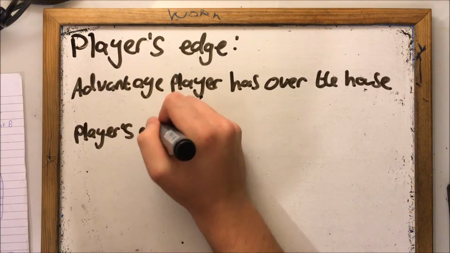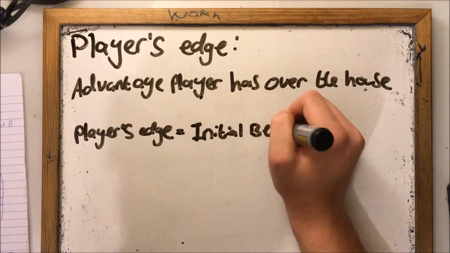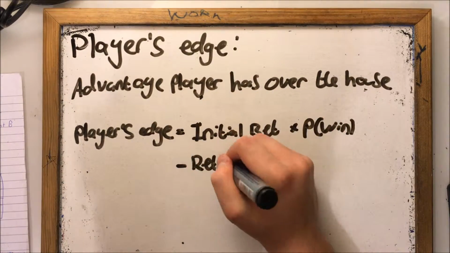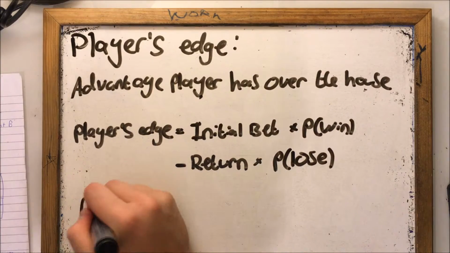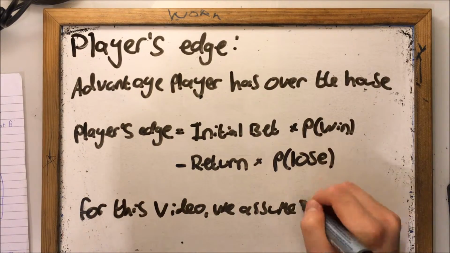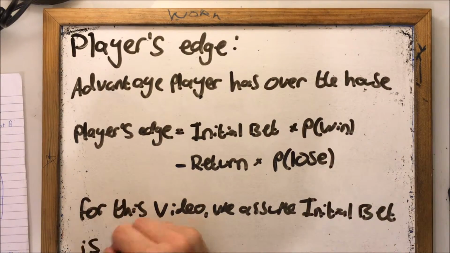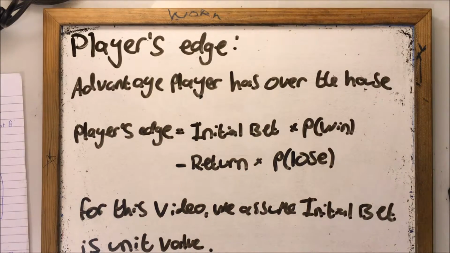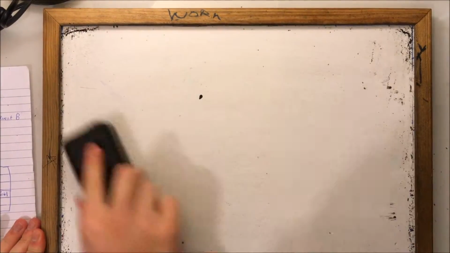This is the actual advantage the player has over the house, although it's usually negative and a disadvantage. It's worked out with the following formula, and throughout the video we're going to be assuming that the bet is unit, i.e. if the odds are A to B, our initial bet will be A and the return is B, to keep the math simple.